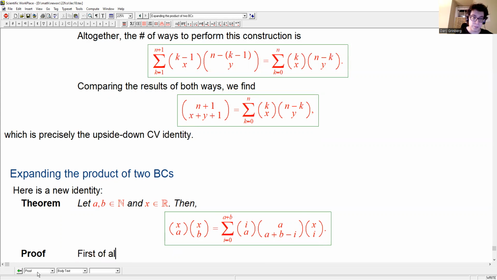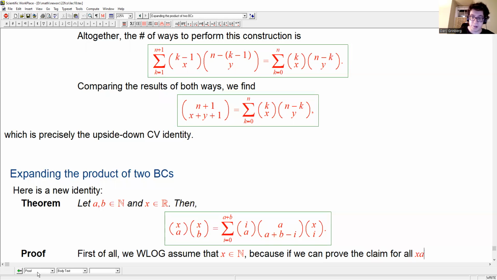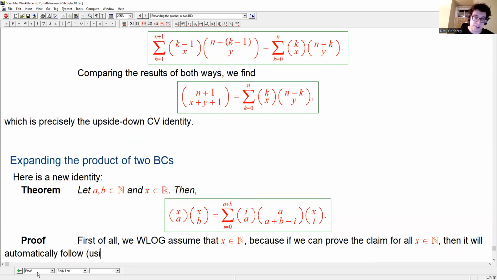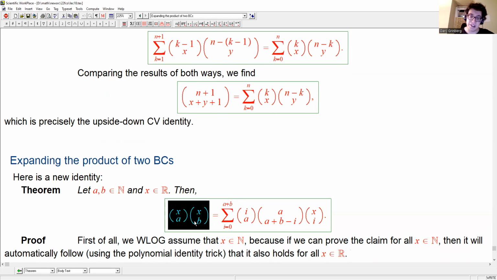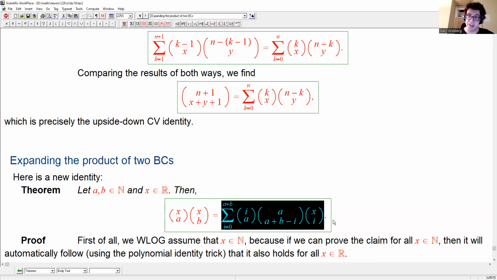So first of all, we WLOG assume that x is a non-negative integer. Why? Well, for the same reason as before. Because if we can prove the claim for all non-negative integers, then it will automatically follow, using the polynomial identity trick, that it also holds for all real numbers. Simply because on the left and on the right, you have polynomial functions in x.